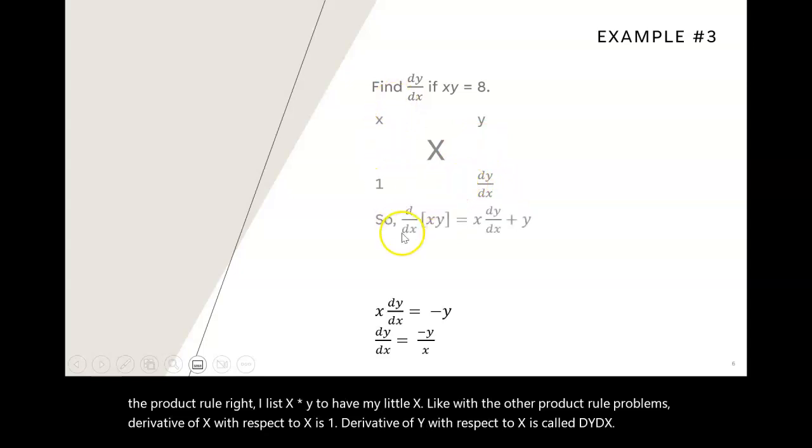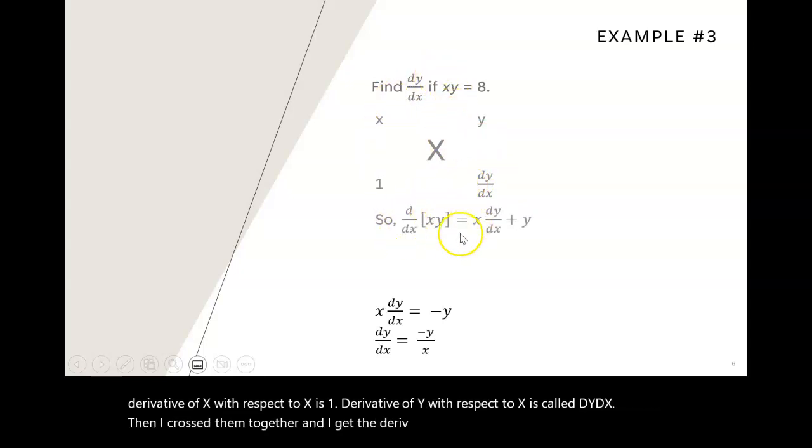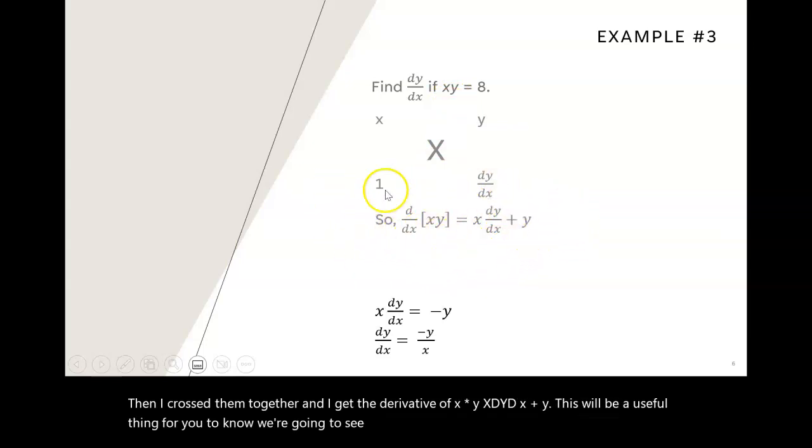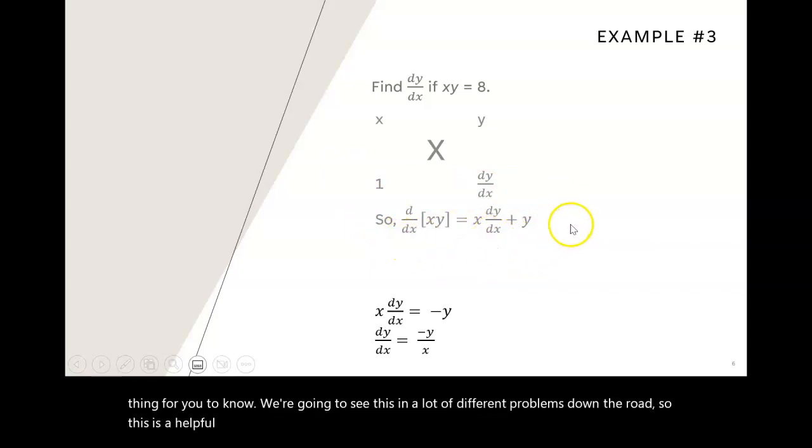Then I cross them together and I get the derivative of x times y is x dy/dx plus y. This will be a useful thing for you to know. We're going to see this in a lot of different problems down the road. So this is a helpful derivative to have.